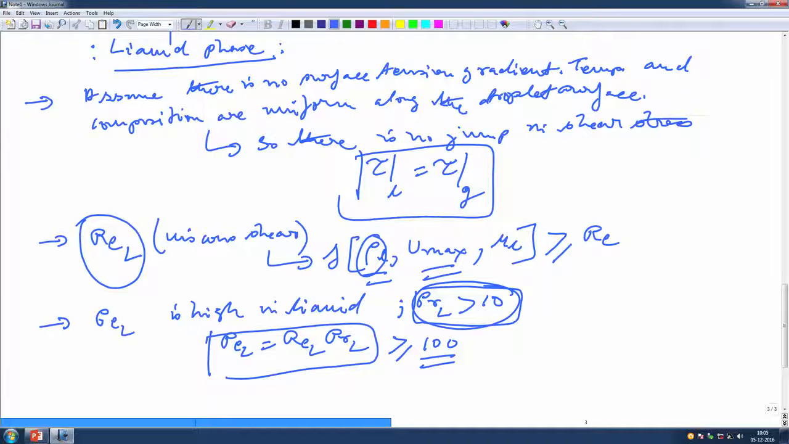So, the heat and mass transport is different from the vorticity or the momentum transport. That is what we are going to see in the later part of the course, that momentum transport or vorticity transport happens very quickly. So, that is what we are going to see in the next part of the lecture.